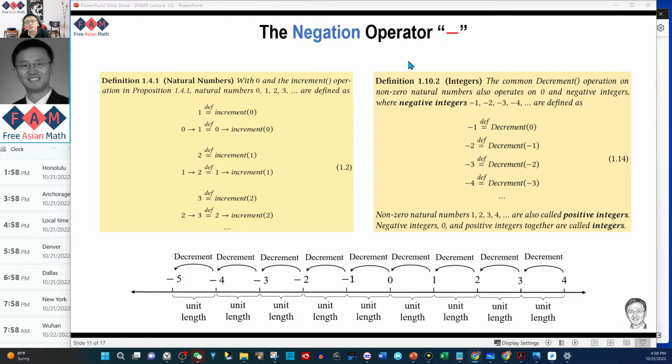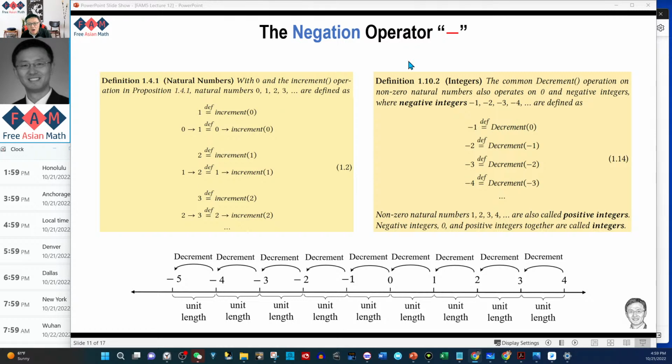How do we define integers? All we need is just to define negative integers, because 0 and the positive integers are already there. They're just natural numbers. So how do we define negative integers? Once again, we start at 0. We decrement, decrement, decrement to get -1, -2, -3. And we deliberately reuse the same set of symbols that represent natural numbers, 1, 2, 3, 4. We merely prepend this negative sign to each one of them.